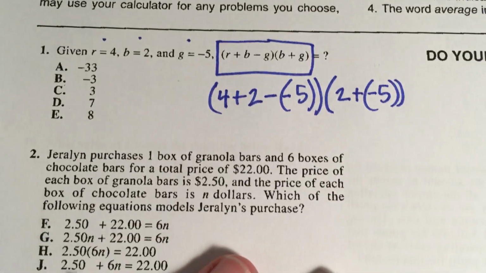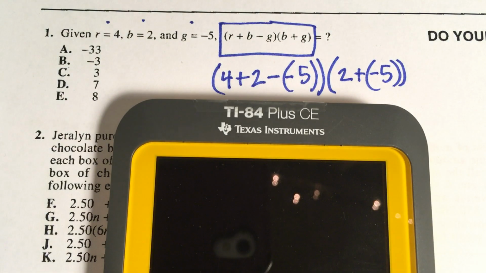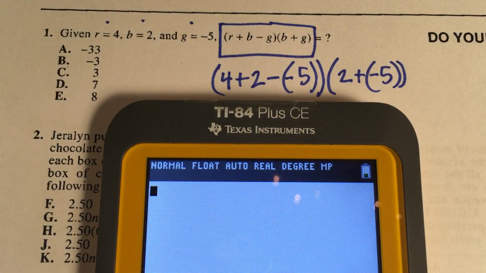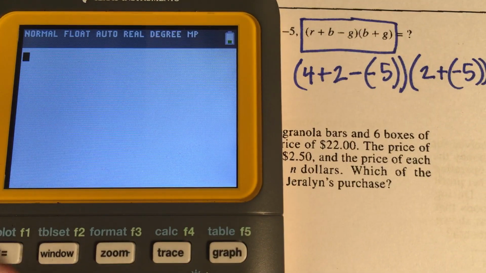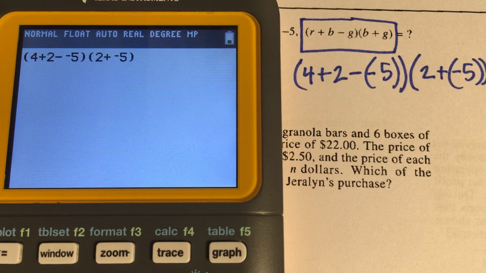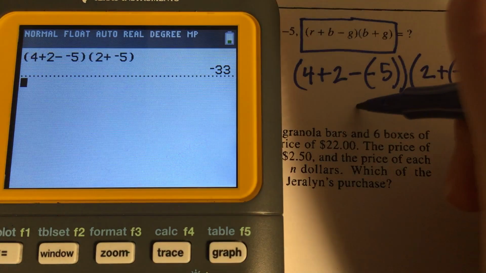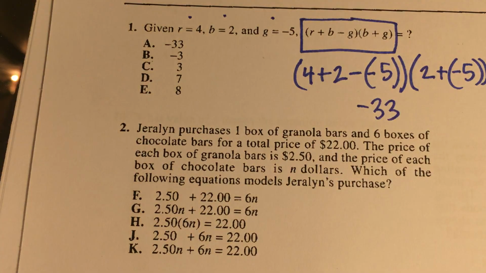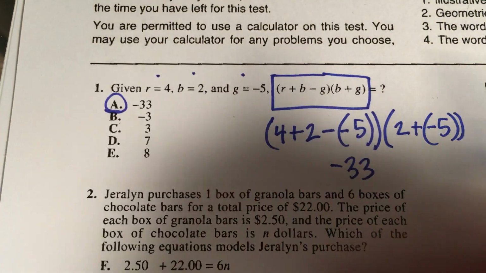Right, so in this case, I would honestly probably go straight, you could go straight to your calculator, and you could say, all right, I'm going to plug in parentheses, 4 plus 2 minus negative 5, parentheses, times 2 plus negative 5, parentheses, press enter, I get negative 33, which would be my answer A.